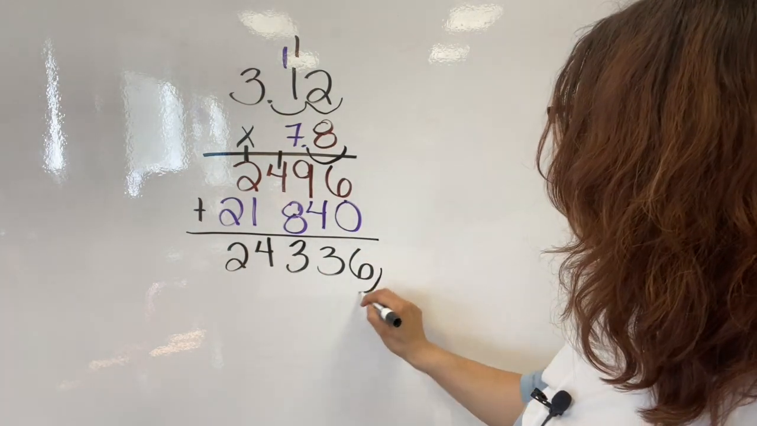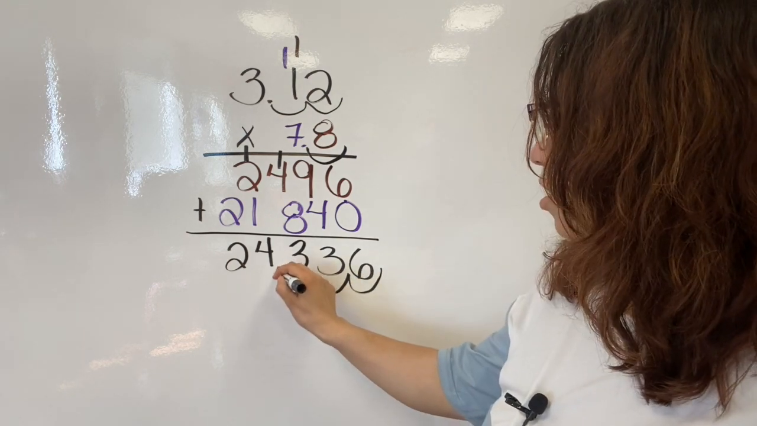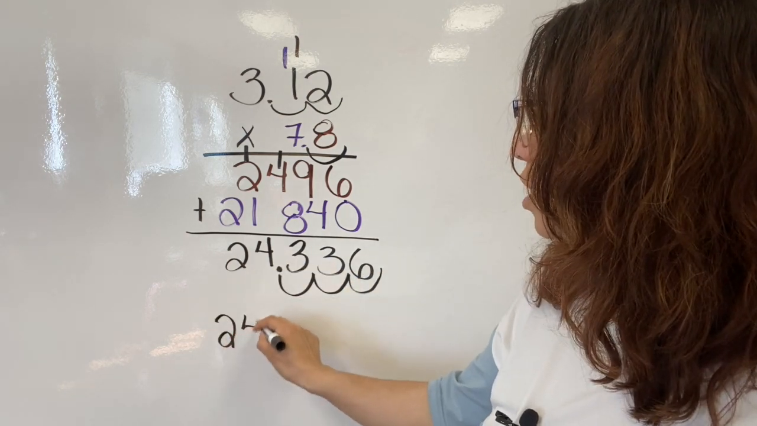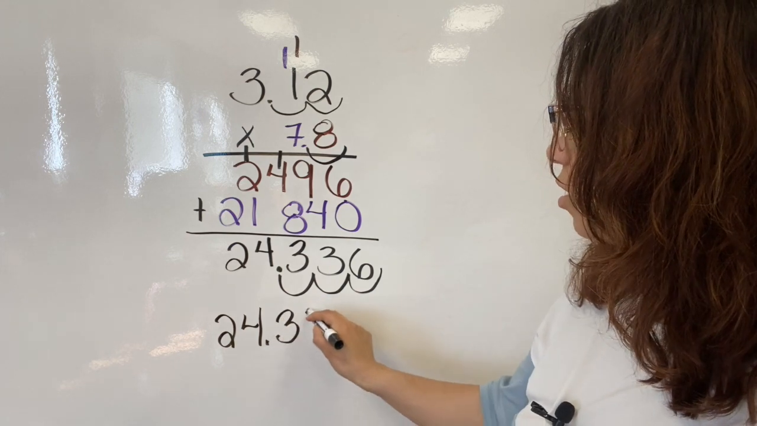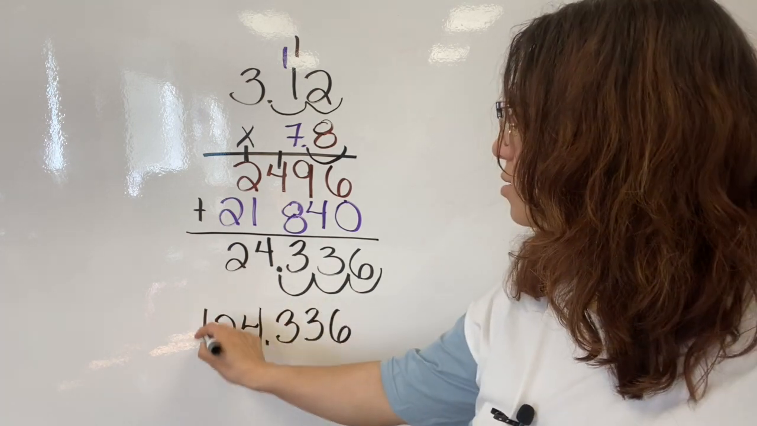So let's start over here. 1, 2, 3. Our answer is 24.336.